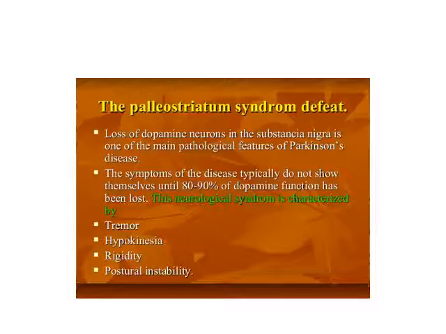Paliostriatal syndrome. We said that the neurotransmitter in the paliostriatum is dopamine. Loss of dopamine neurons in the substantia nigra is one of the main pathological features of Parkinson's disease. So, the important point that we have to take care of here is that the paliostriatum has dopamine as a neurotransmitter, and its affection results in Parkinson's syndrome or Parkinsonism.